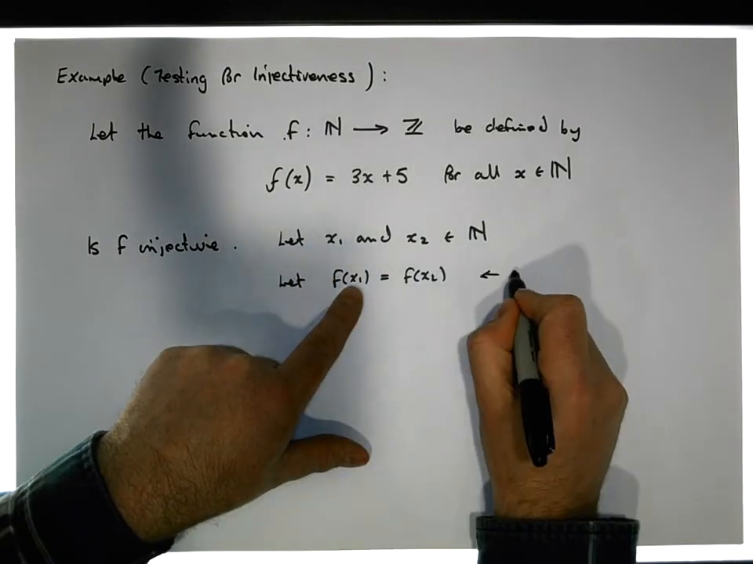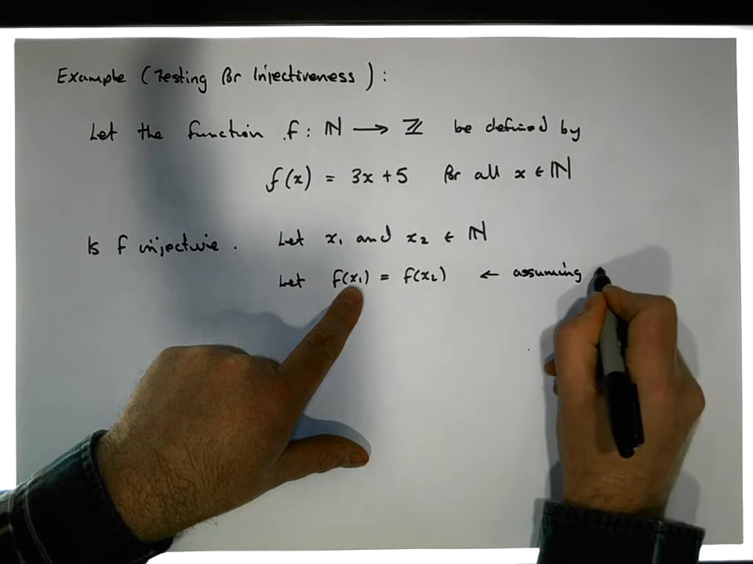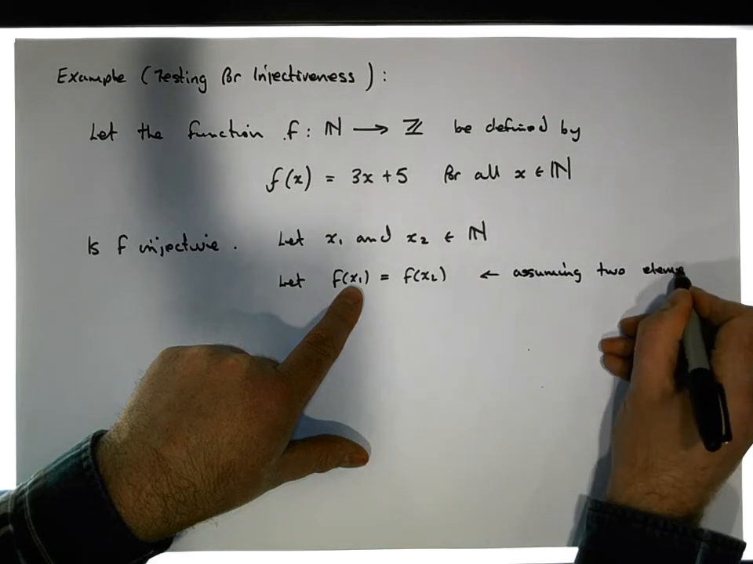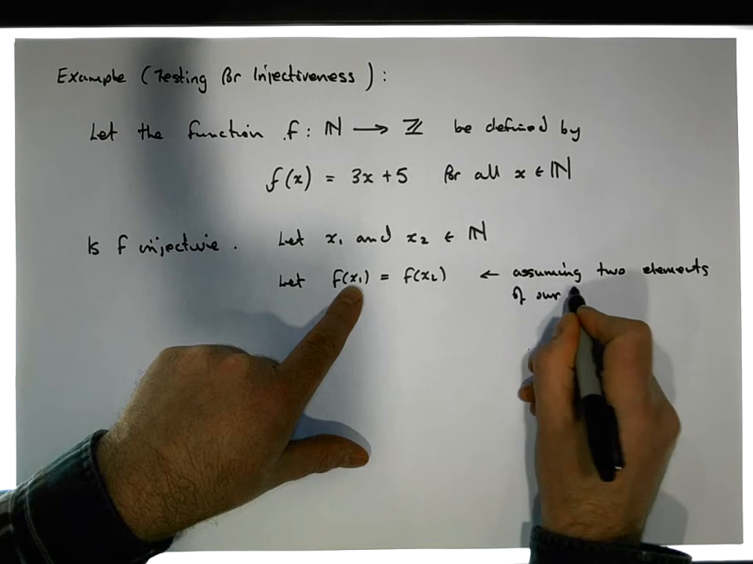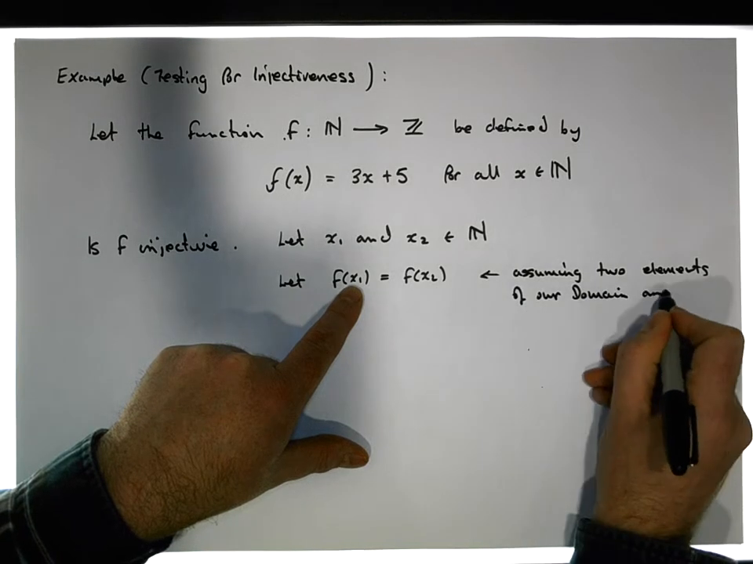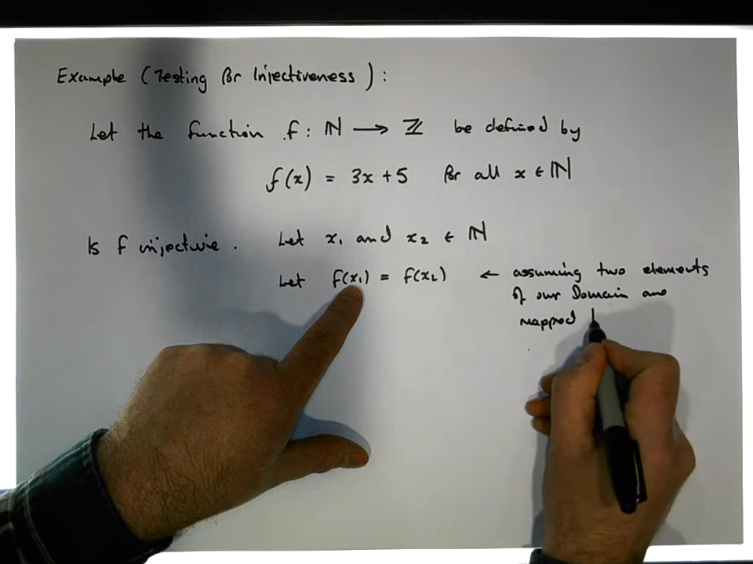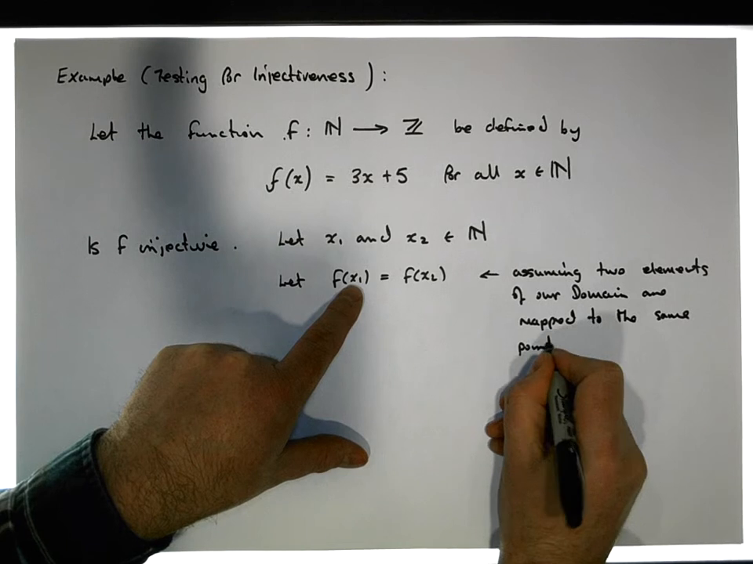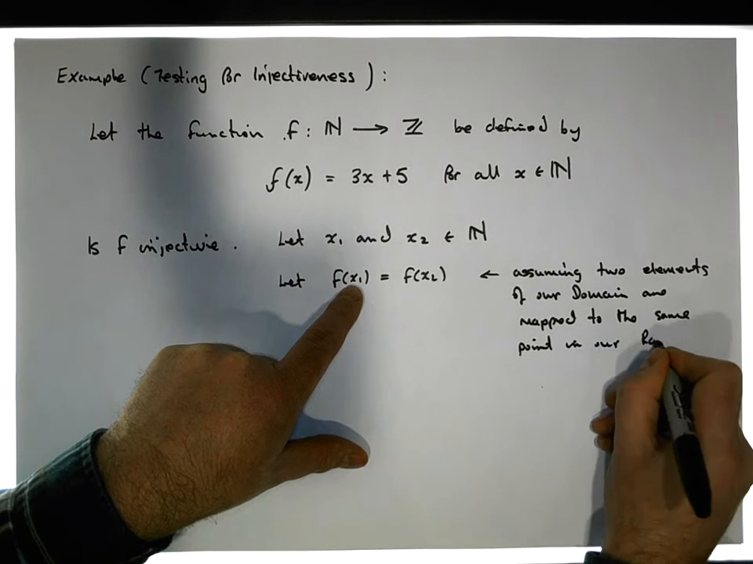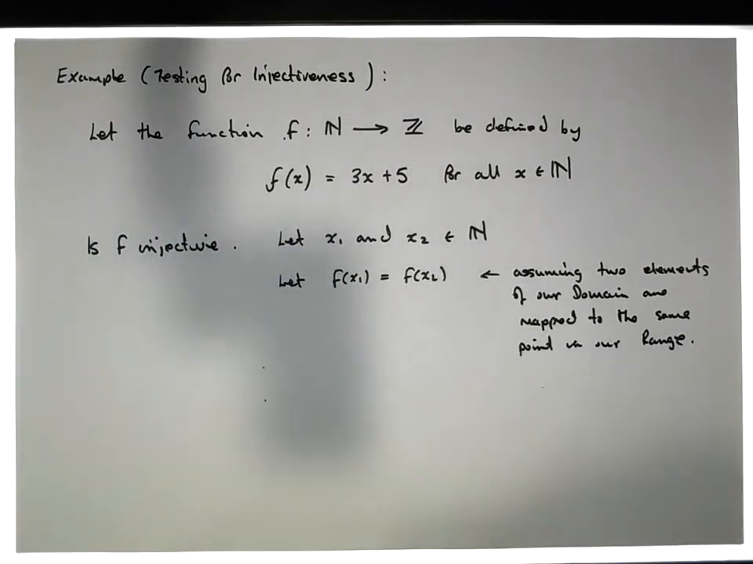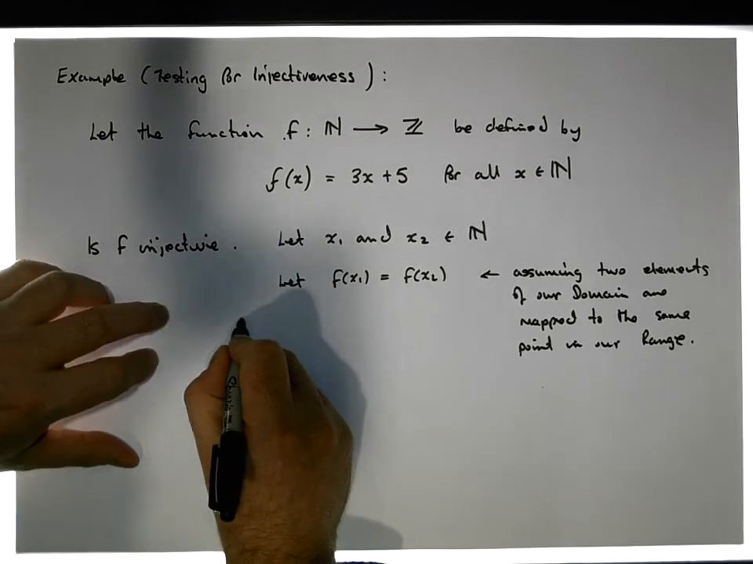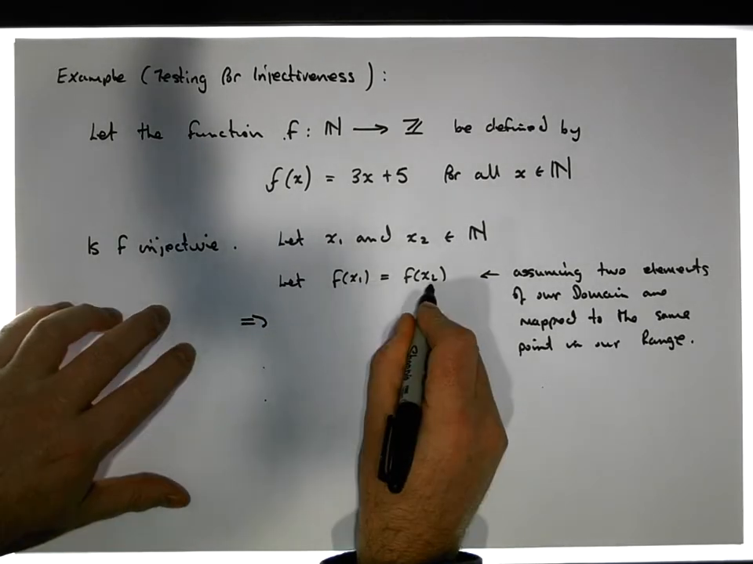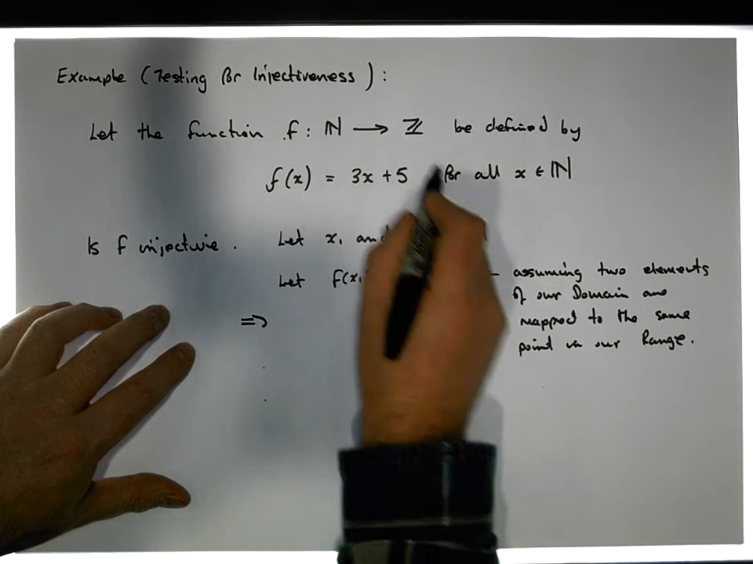So we're assuming the two elements of our domain are mapped to the same point in our range. That's the actual place where our values are mapped into. So let's assume that is the case. Well, what does this imply? If f of x1 is equal to f of x2, let's look at the prototype of the function, how it actually works.